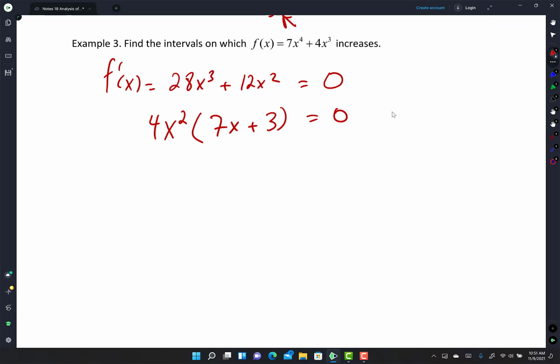I get 2 critical points. Did I mess up? Yeah, no, I think we're good. I get 2 critical points: x equals 0, x equals negative 3/7.